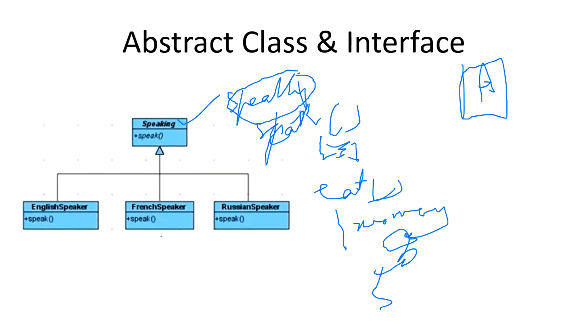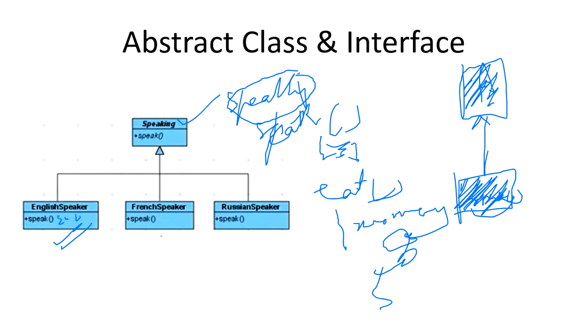Now there is a child class like this, English speaker. Just suppose again this speak function I have only declared here also in the child class. I haven't defined speak here also. So will this English speaker also be an abstract class? Yes. If it is not defined, then obviously this is an abstract class also.